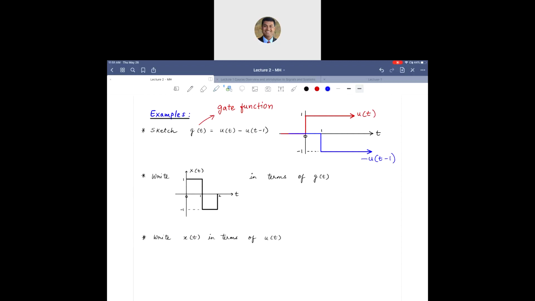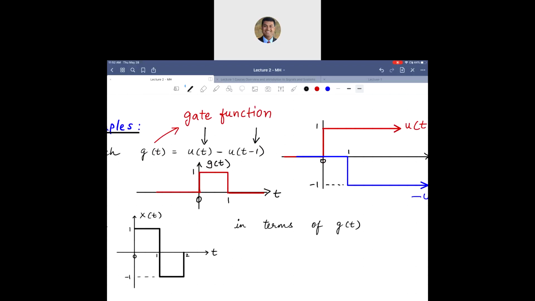What do I have? Let's see, g of t will be that. The gate opens at 0 and the gate closes at 1. The gate opens at 0, the gate closes at 1. T minus 0, t minus 1. The amplitude is also 1. This is time, this is g of t. I hope that example is clear.